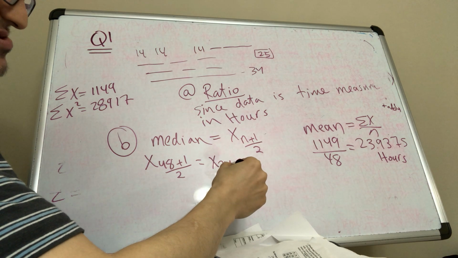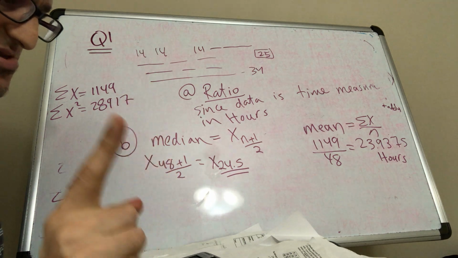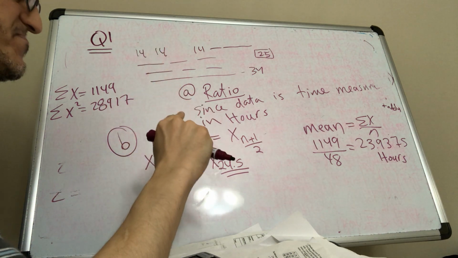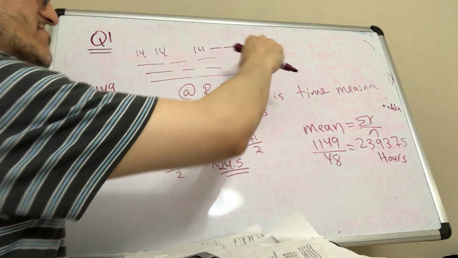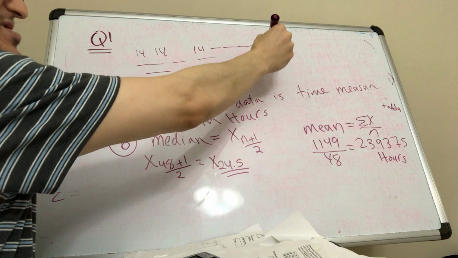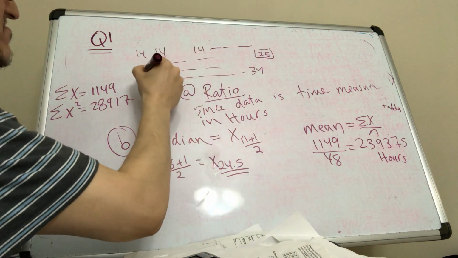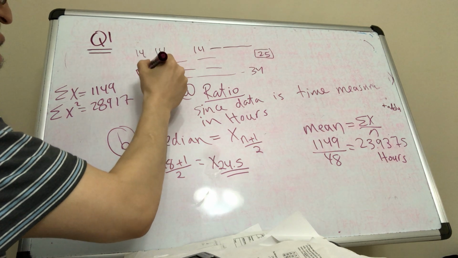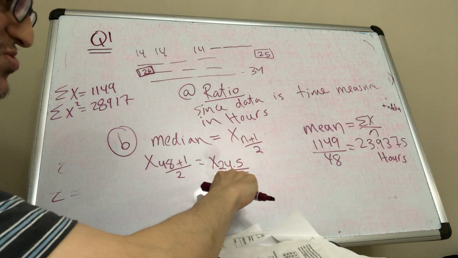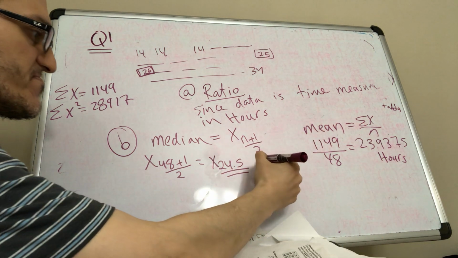So that's the number that's in the 24th position. But what I need is the number that's in the 24th position, and I need the number that's in the 25th position. The number in the 24th position has a value 25, and the number that's in the 25th position has a number 26. So once I have the 24th and 25th, I average them.